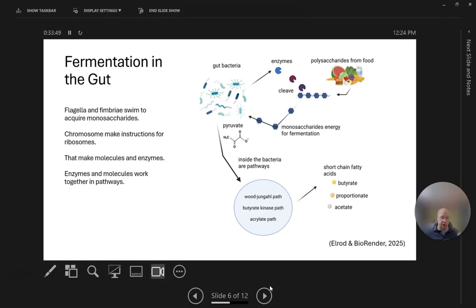Now we're going to go into the interaction between prokaryotic and eukaryotic cells. I have a few examples, and it all starts with the prokaryotes making short chain fatty acids, which actually signal to the eukaryotes. The way it makes them is that it makes enzymes that cut down to polysaccharides, monosaccharides, which then go back into the gut bacteria and ferment into pyruvate. The pyruvate goes into the metabolic pathways and creates a short chain fatty acid.